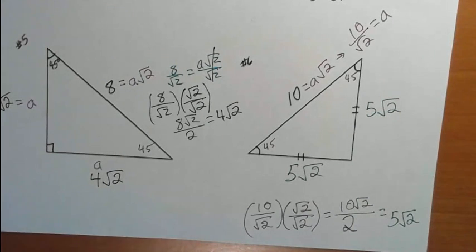And that concludes the examples of isosceles right triangles, also known as special right triangles, and completes our video today. Thank you for watching this lesson video.